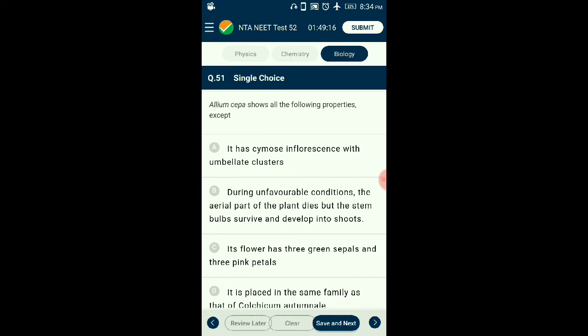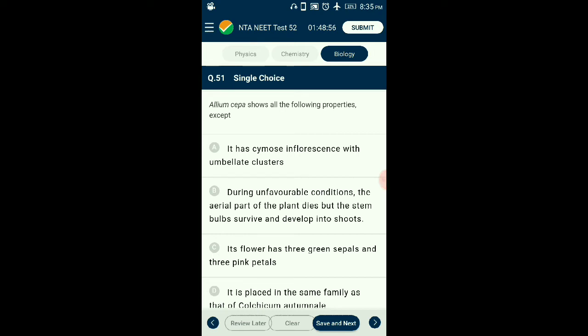Question number 51. Allium cepa shows all the following properties except. Allium cepa is onion. It shows cymose inflorescence with umbellate clusters. It consists of a number of flowers on stalks, which spread from a common point like an umbrella.